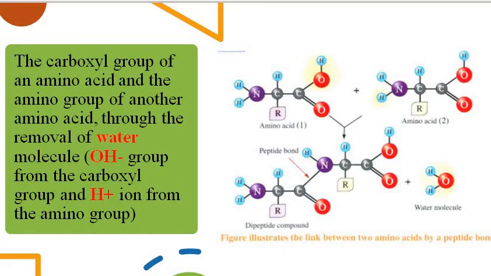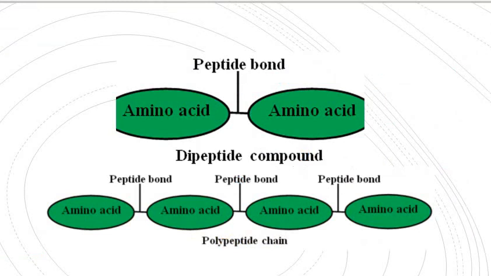When they make this bond, which is called the peptide bond, they remove water. How do they remove water? The H from the carboxyl group and the H from the amino group. So water is removed here, forming a dipeptide molecule. Peptide bonds are found between amino acid and amino acid to form a dipeptide compound. But with more than 2 amino acids, it forms a polypeptide chain, or forms protein.